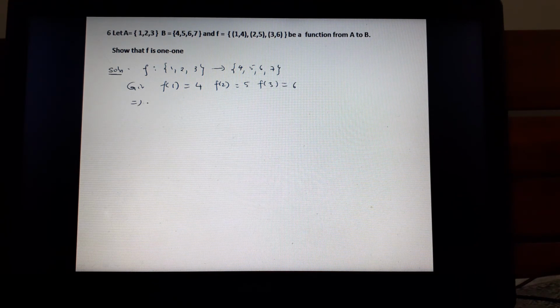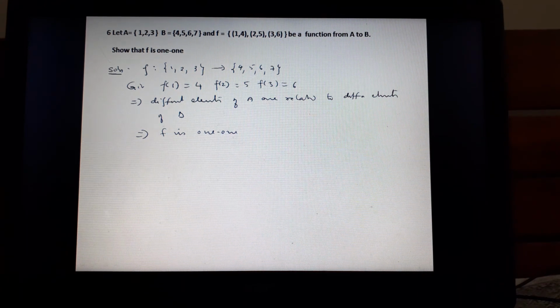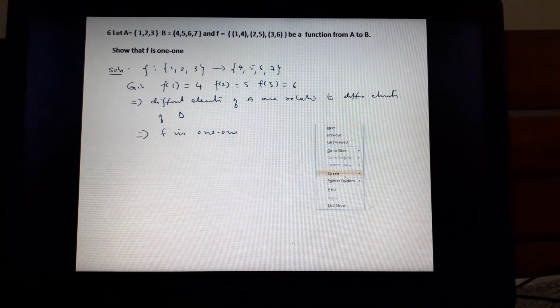So this implies different elements of A are related to different elements of B. So this implies f is 1-1. Now clearly it is not onto because 1 is going to 4, 2 is going to 5, 3 is going to 6, but 7 is left out, so it is not onto. That also can be asked. So it is a very simple question.